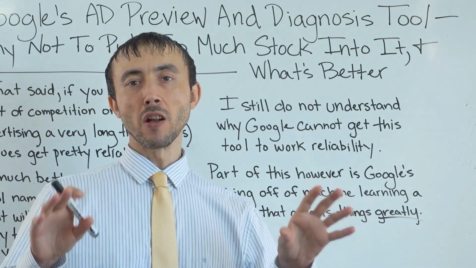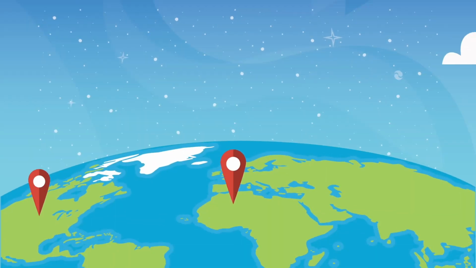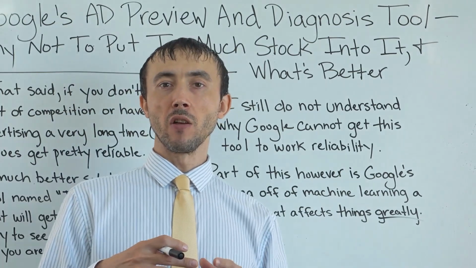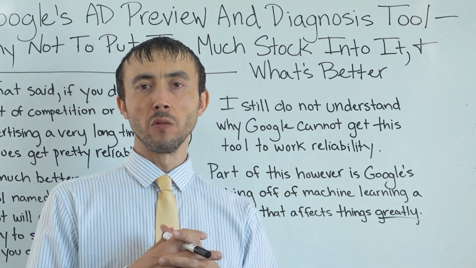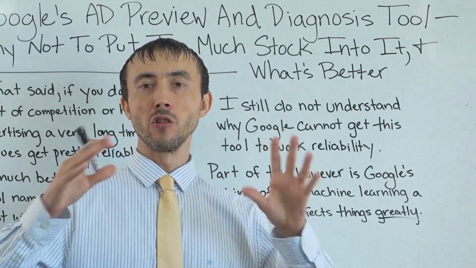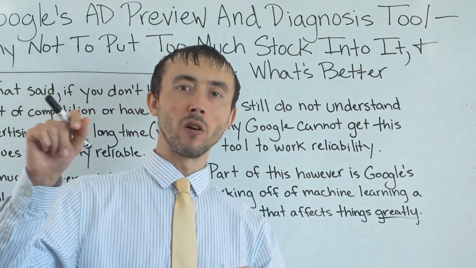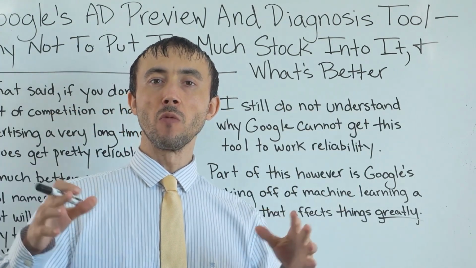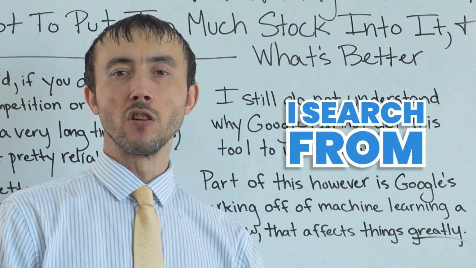Beyond that, there's a much better way to see if you actually show up on Google in a bunch of different locations. Of course, you can't put yourself on a different audience, like on the ad diagnosis and preview tool, to see if you show up or not. But you can actually pretend like you're in Dallas or New York or whatever and see if you show up for a certain keyword with a secondary tool called iSearchFrom.